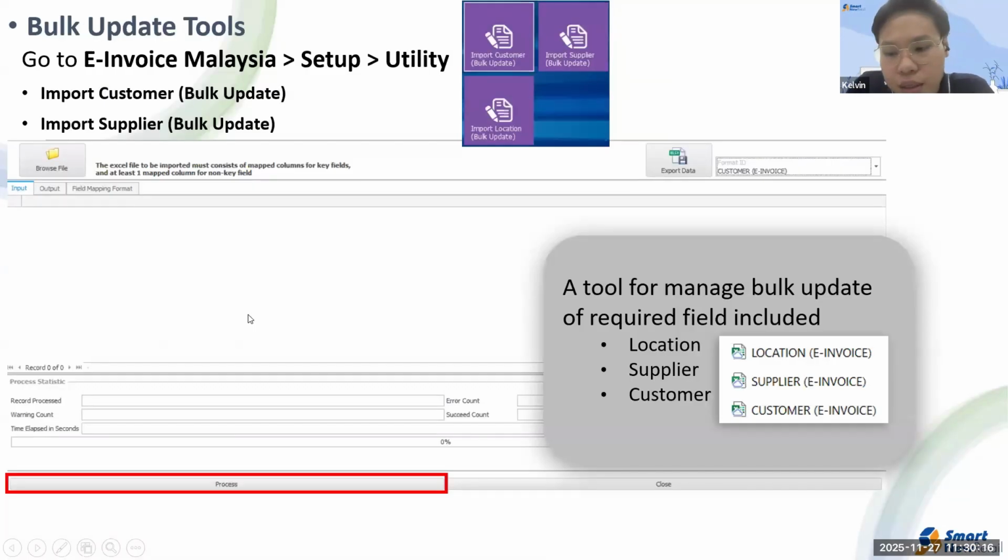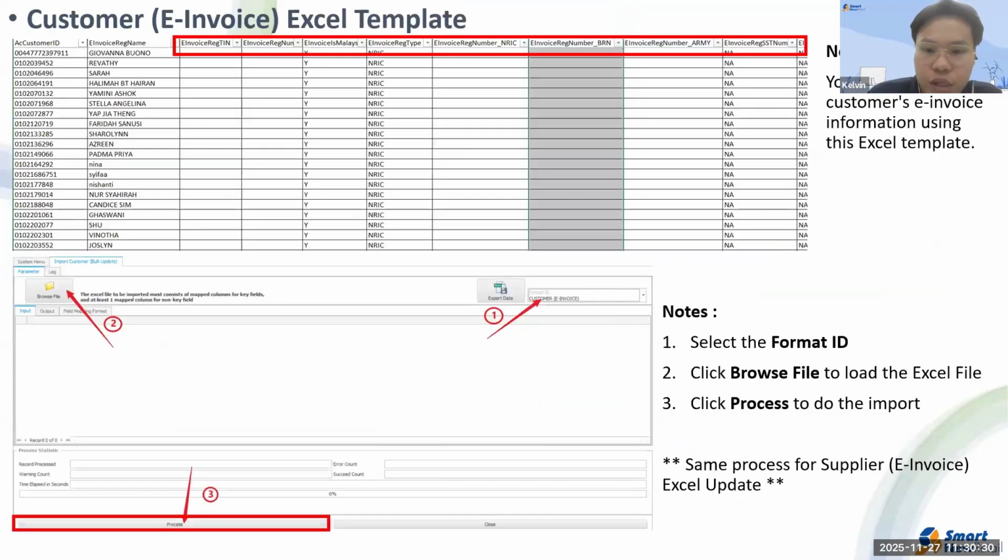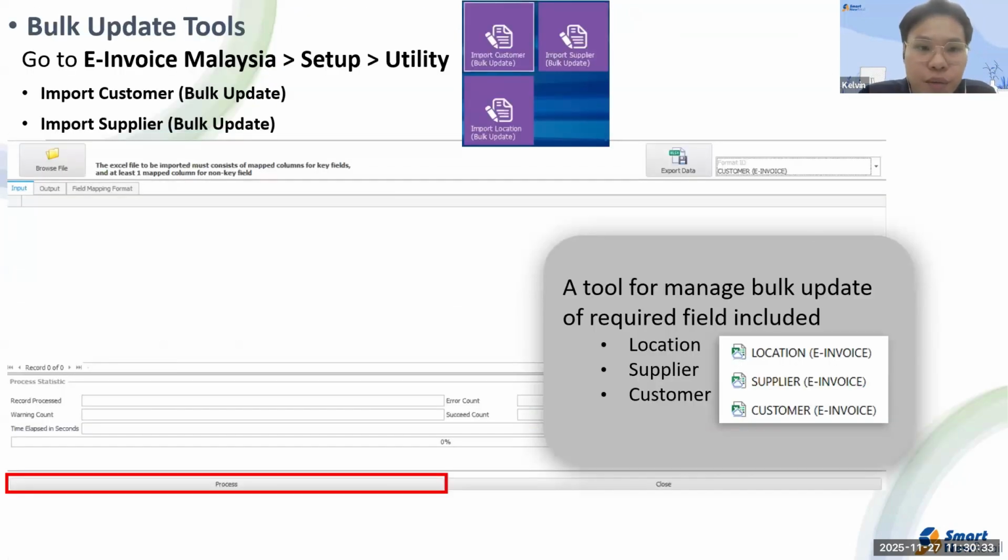Next, maybe some of the customers will say, oh, I have 100 customers, you want me to key in one by one? Actually, in our system, we are able to let you import your customer invoice detail into our system by using an Excel file. So how do we import the Excel file into our system? You can go to e-invoice Malaysia, set up utilities here. You can select either import customer or supplier based on your scenario.